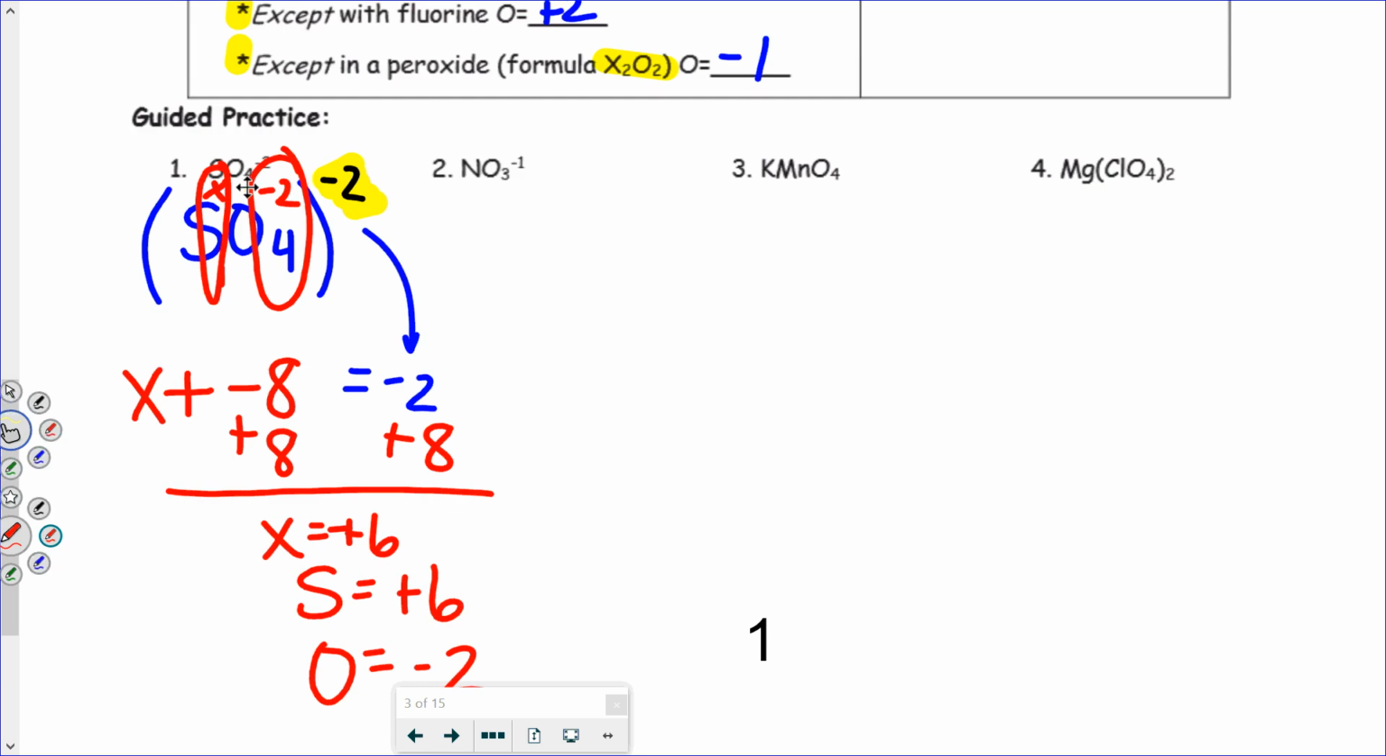There's always going to be one X and one oxidation number that you already know. So in this example, the X was the sulfur. The X is always going to be the one that has more than one possibility. The -2 is the oxygen because it only has one choice.